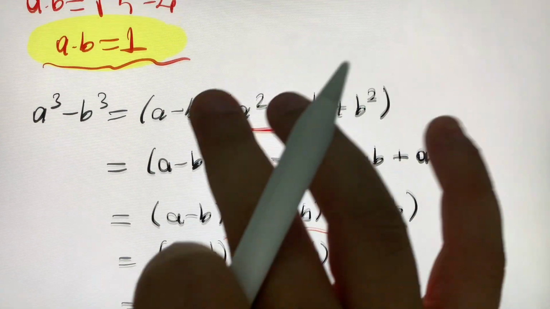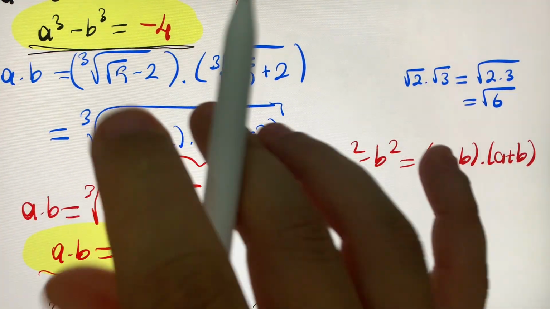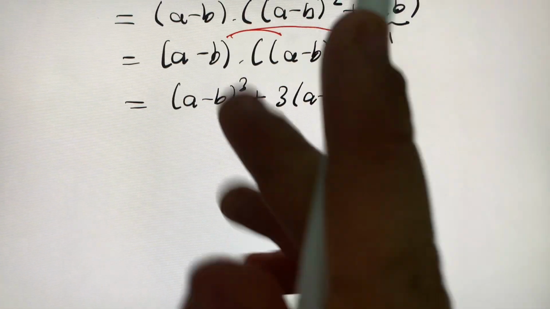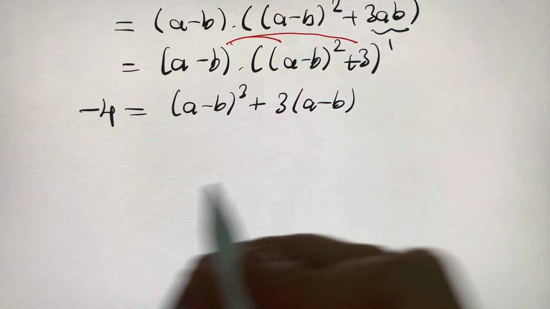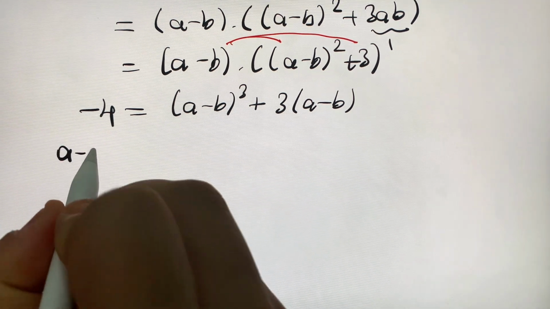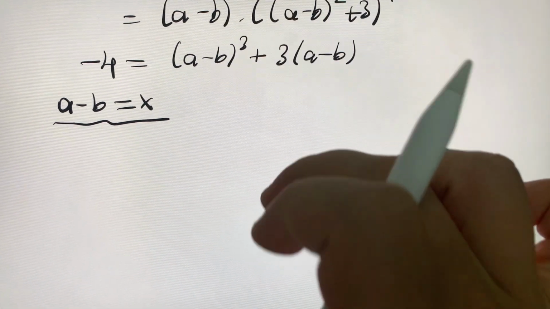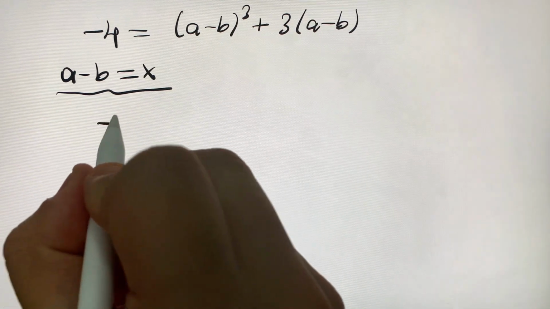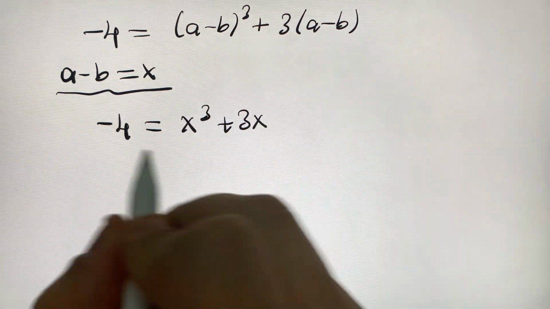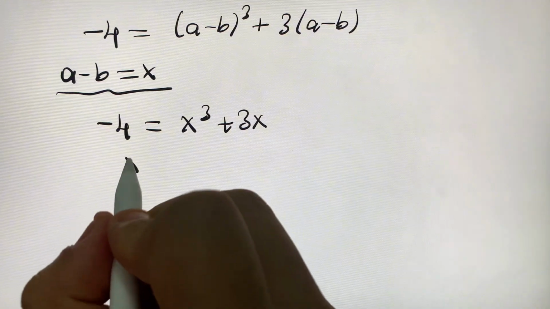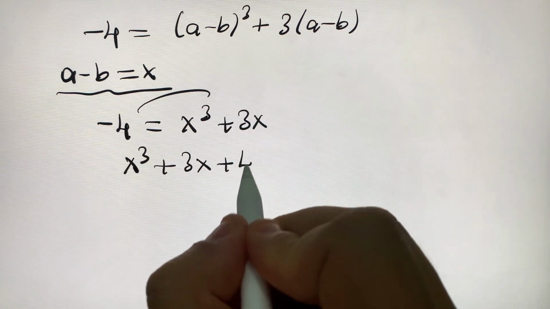Now what did we find for a cubed minus b cubed above? It was minus 4. Here, the expression we call a minus b, I assigned as x. So what will the expression turn into after minus 4? It is x cubed plus 3 times x, and if I edit it a little more, x cubed plus 3x plus 4 is equal to 0.